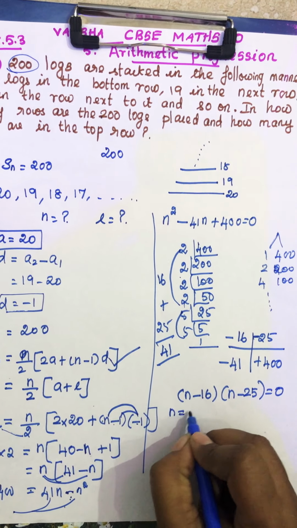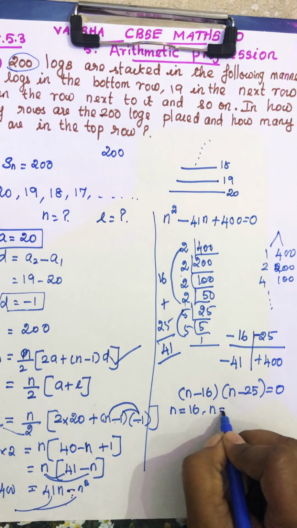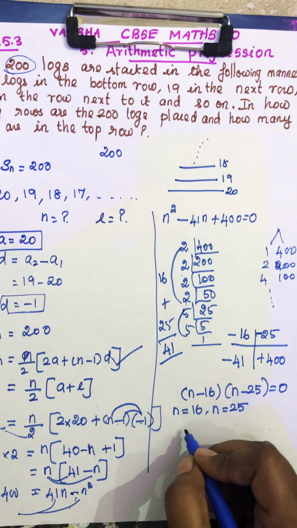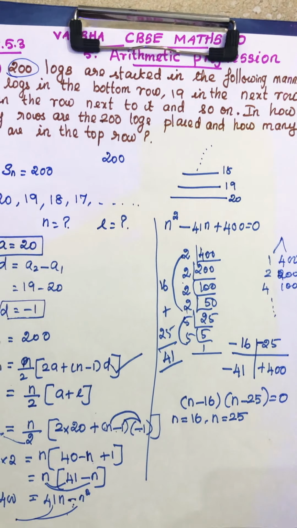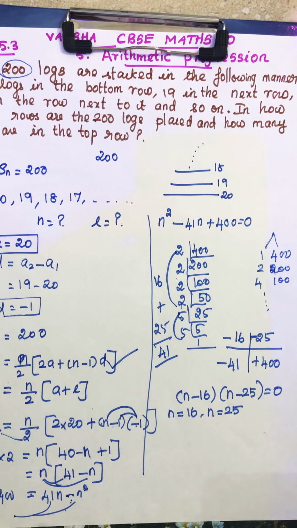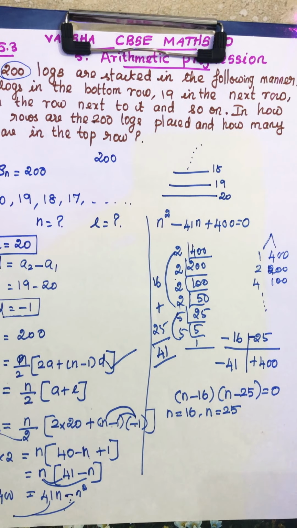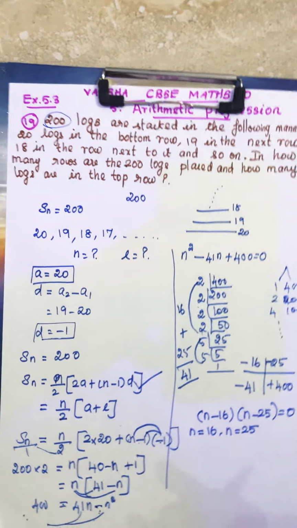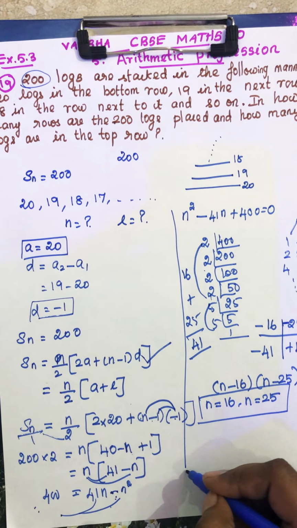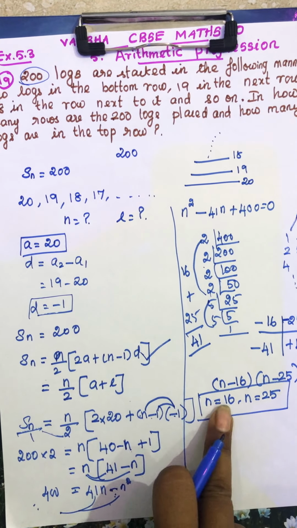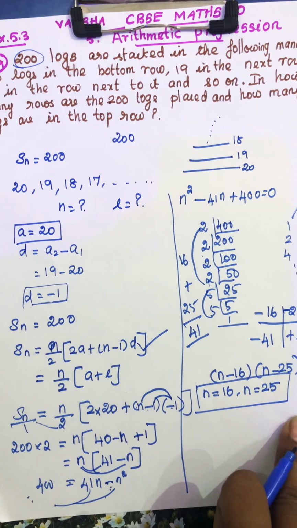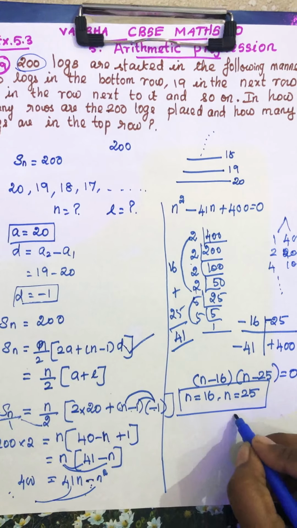See, that is n is equal to 16 and n is equal to 25. Okay, so you have n two values, one is 16 and the other one is 25. But we have to find the n value. Okay, but what is that? What about L? So when n is 16, what is your L? And n is 25, what is your L? So you have 2 more sums too.